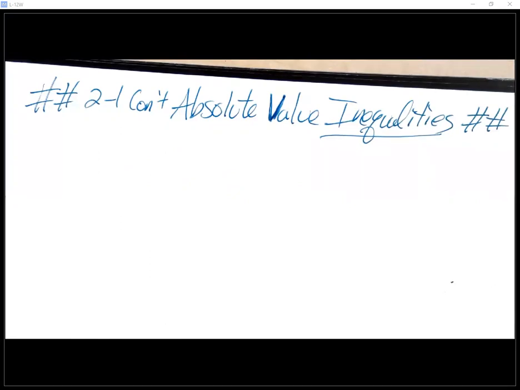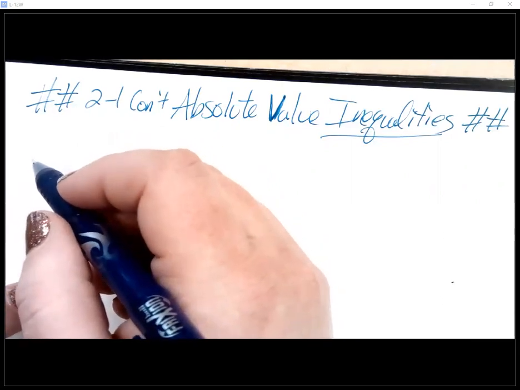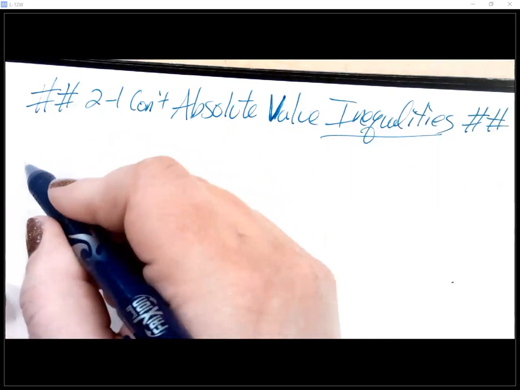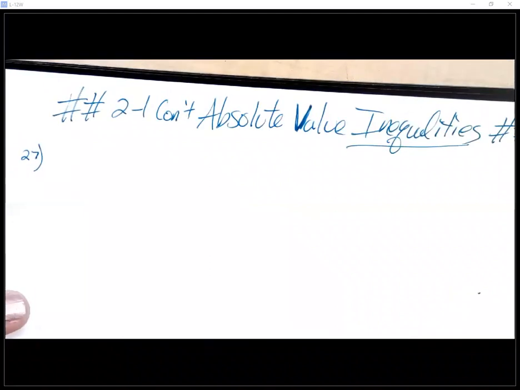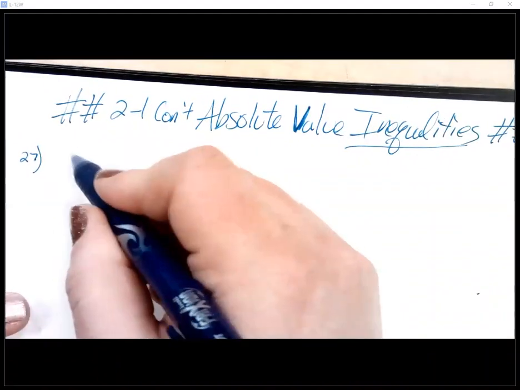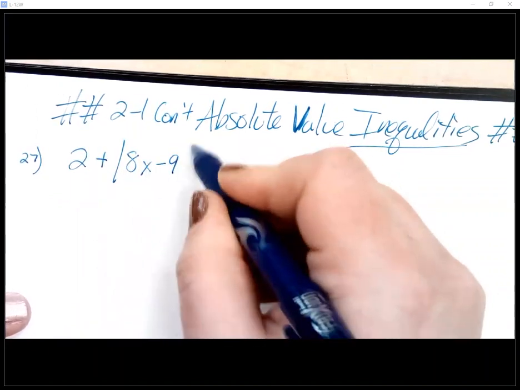All right, I'm going to start off with, I think I'll start with an example. So this one happens to be one of the questions on last night's homework sheet. Not one of the ones that you did, but if I end up assigning stuff from that sheet, this is number 27, so you don't have to do it all over again. All right, so here is the problem. 2 plus absolute value of 8x minus 9 is less than or equal to 3.